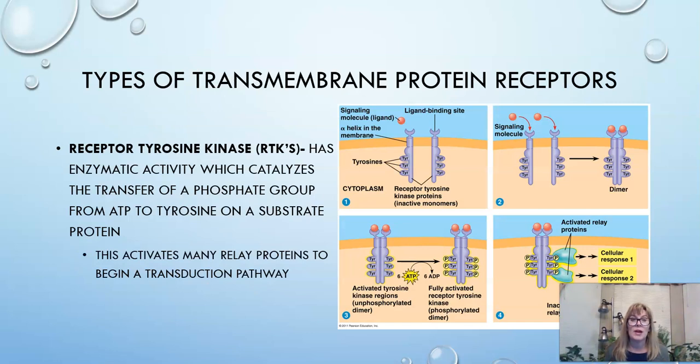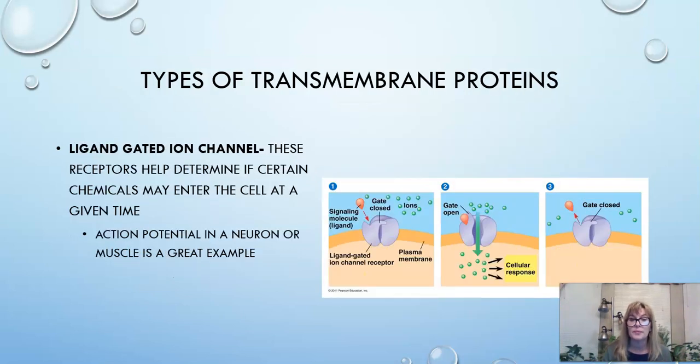So one of the types of transmembrane protein receptors is called receptor tyrosine kinase. Sometimes they're called RTKs. They have an enzymatic activity that catalyzes the transfer of a phosphate from one ATP to a tyrosine on a substrate protein. This is going to activate a lot of relay proteins to begin a signal transduction pathway. Kinase, think of kinetic energy. You are going to energize this and you're going to put it on the move.